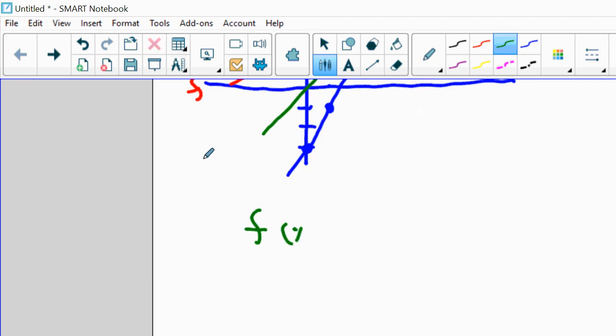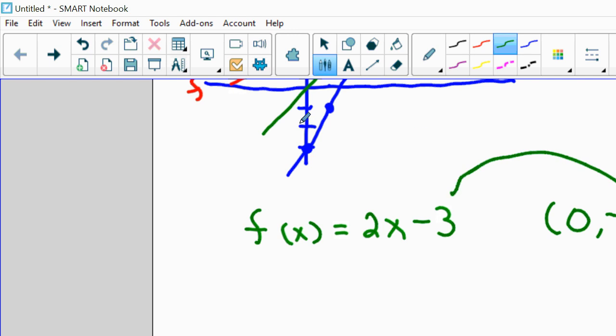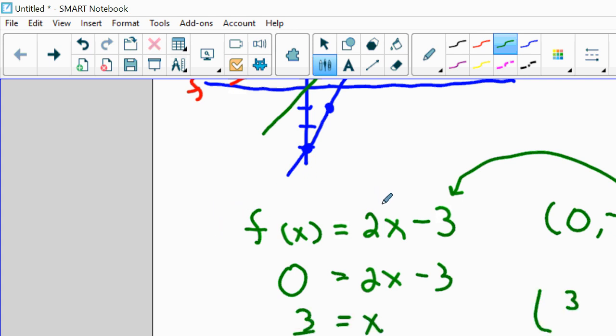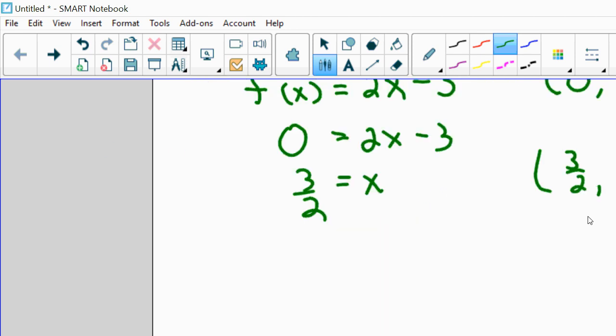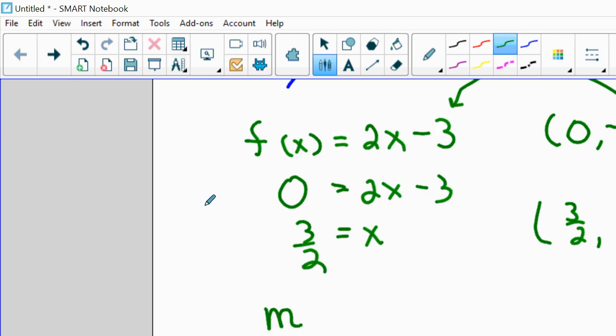So if you're given f of x to be 2x minus 3, what is the y-intercept? Well, the y-intercept is (0, negative 3). Look right there. And we know the x-intercept is add 3 divided by 2. Additionally, we know the slope of the function f is 2 over 1, which is delta y over delta x, as we learned in Algebra 1 class.